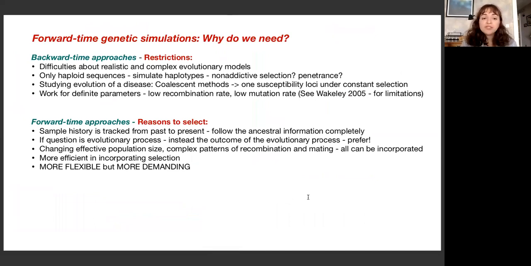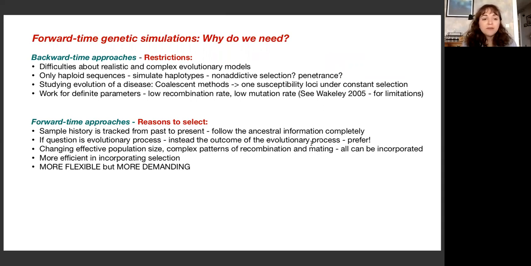Maybe it's good to mention the restrictions of backward time approaches. For example, simulating realistic and complex evolutionary models is difficult, and you can only simulate haploid sequences, so you simulate the haplotypes. If there is non-additive selection or penetrance, then you need to ignore this.